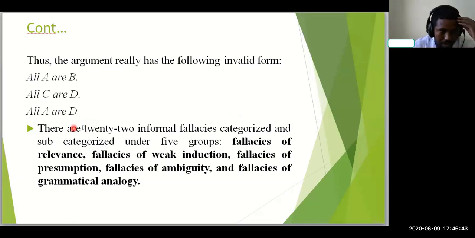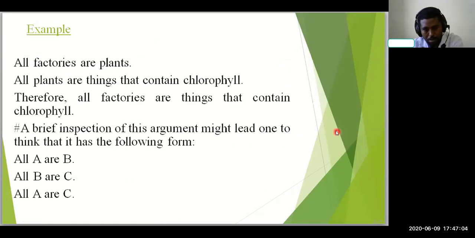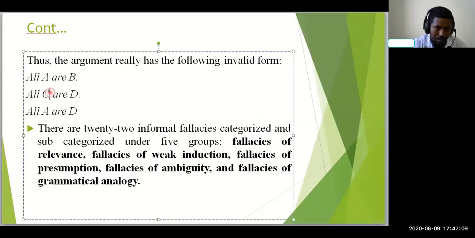So as you can see, the above can be changed into all A are B, all C are D, and all A are D. Because this is the first plant, and this is the second plant. Let me show you this one. Two plants.